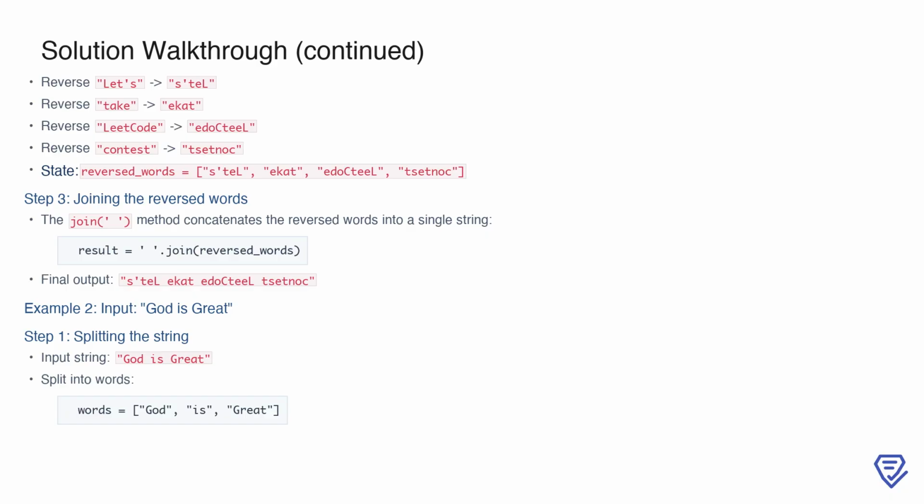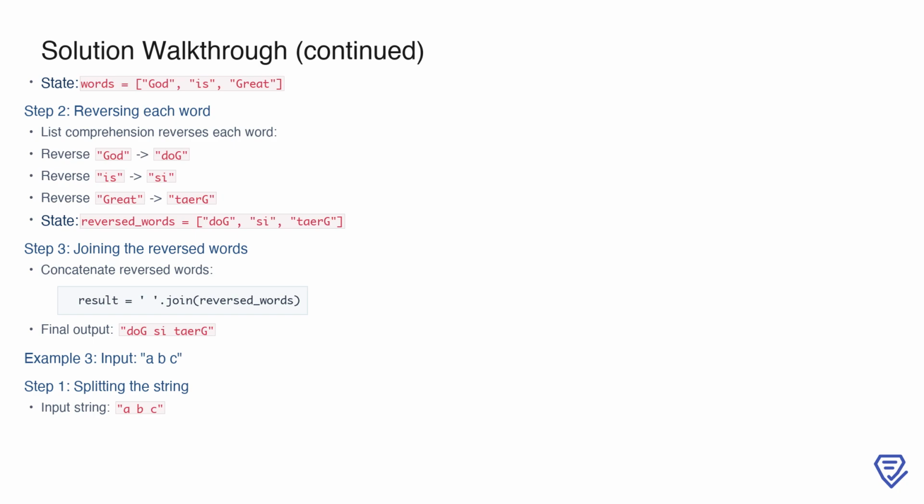This produces the final result, STL a cat EDOTL setnock. To reinforce the approach, let's look at another example. Given the input God is great, we start by splitting the string into its individual words, resulting in the list of words: God, is, great.